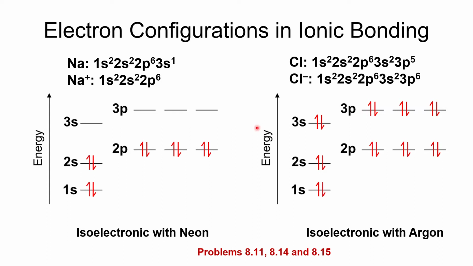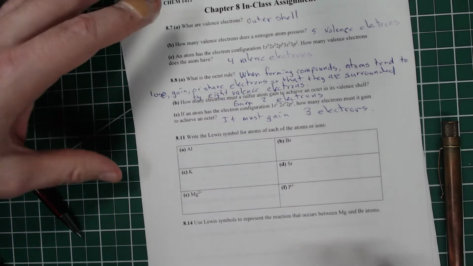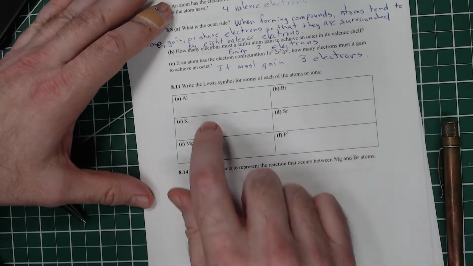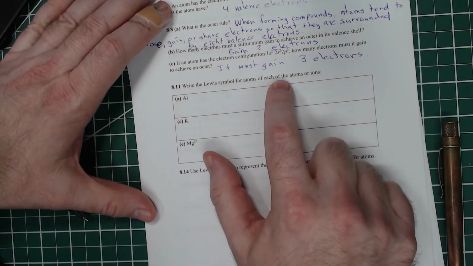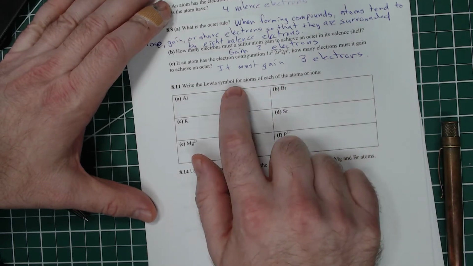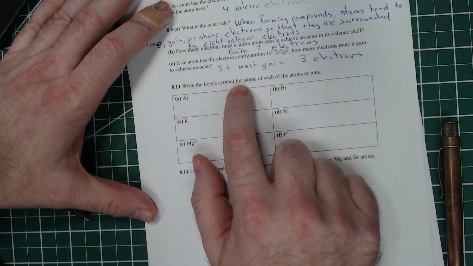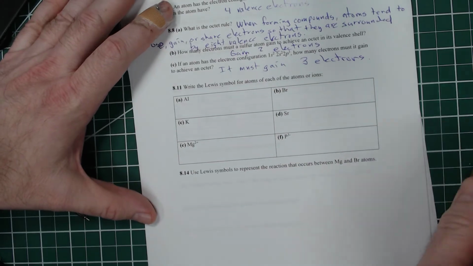Now that we've done that, we want to look at problems 11, 14, and 15 on the in-class assignment. On number 11, we want to write Lewis symbols for each of the atoms or ions. Something weird happened there. We want to write Lewis symbols for each of these.